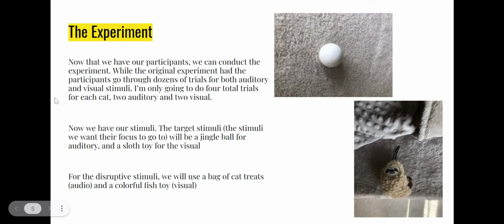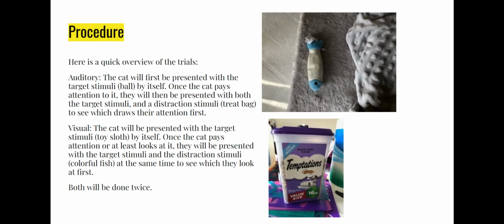And now we have our stimuli, so we'll have the target stimuli, which is the one we want them to pay attention to, which will be the jingle ball and the sloth for the auditory and visual. And then for the disruptive ones, we'll have a bag of cat treats for the audio and a colorful fish for the visual. And the disruptive stimuli is the one they're going to try to get distracted by.